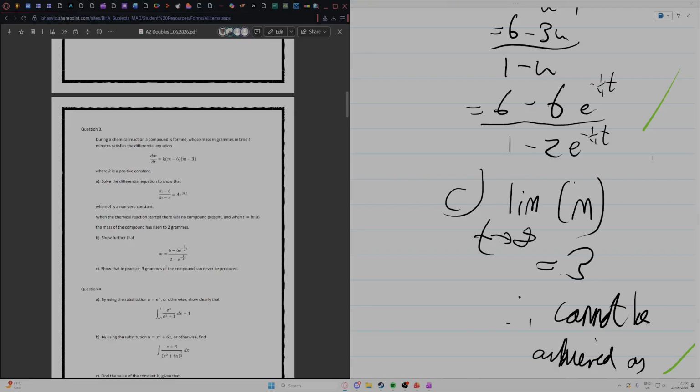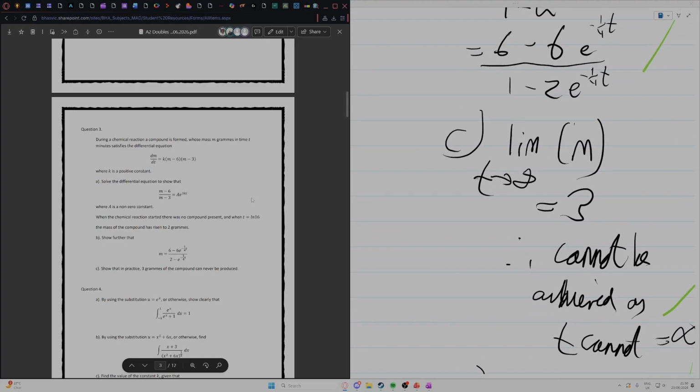You're gonna get 6. So actually, maybe this is right. With this model, when you substitute t as infinity, the terms with e in them will just go away. So the limit as t approaches infinity is just 3, or 6 over 2. And therefore 3 grams can never realistically be produced, because that's when t approaches infinity, which obviously can't happen.